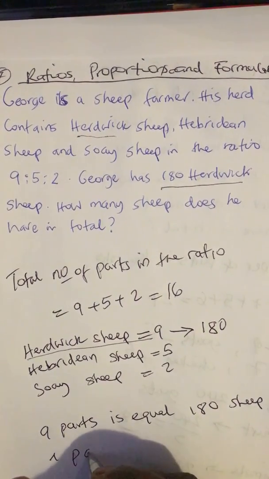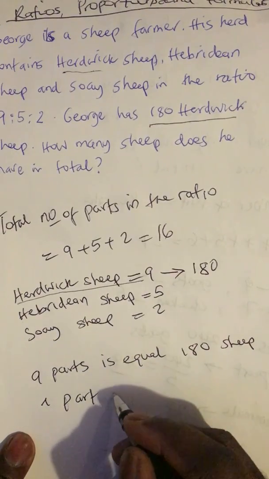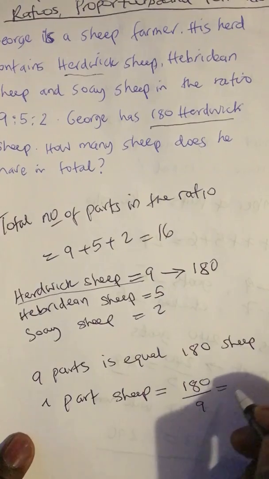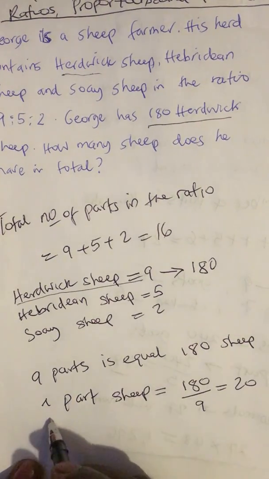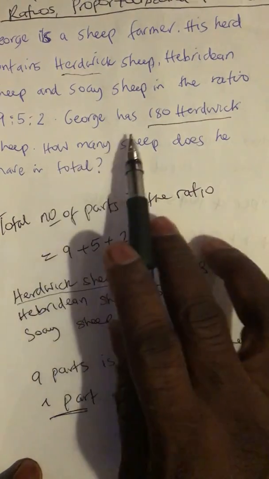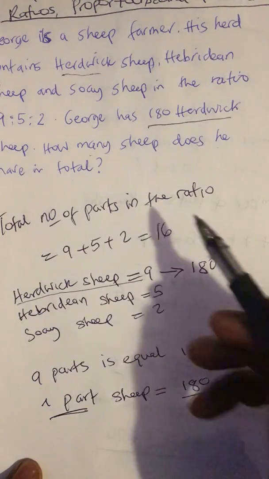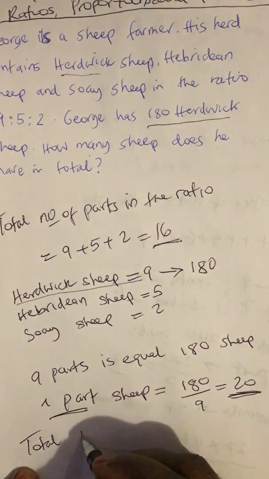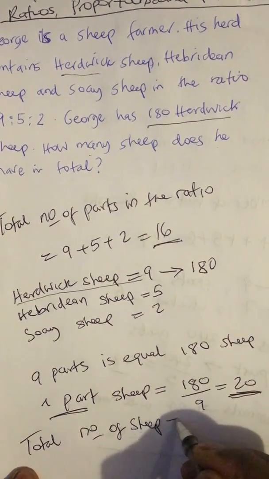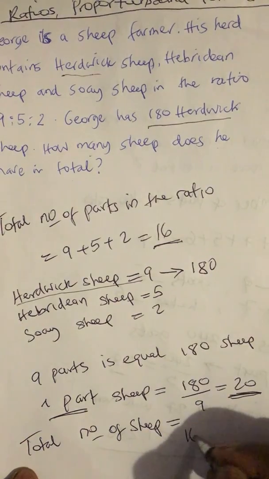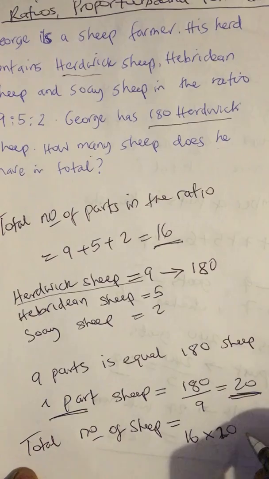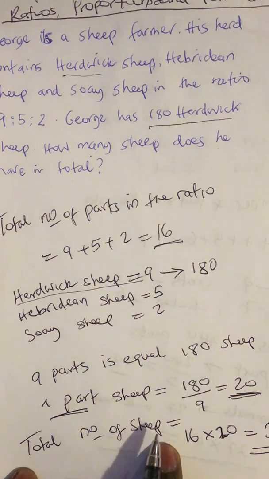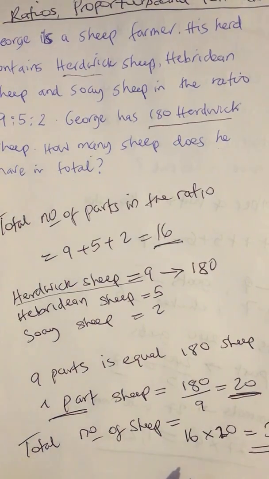So 1 part will be equal to 180 divided by 9, which is 20. If 1 part is equal to 20, the question is how many sheep does he have in total? There are 16 parts in total. So the total number of sheep will be 16 parts times 20 for 1. This gives us 320. So the total number of sheep that George has in his farm is 320.